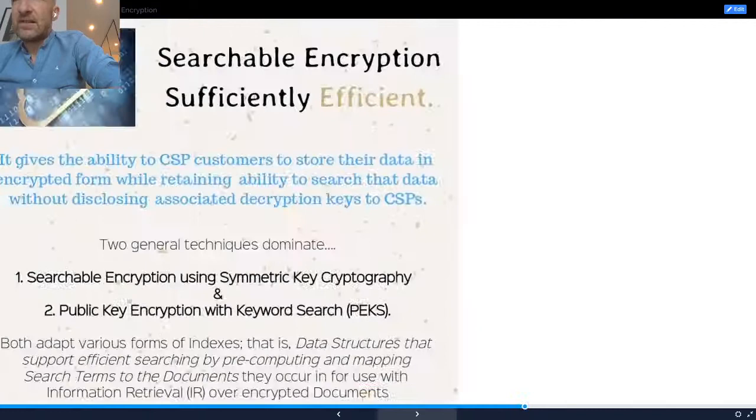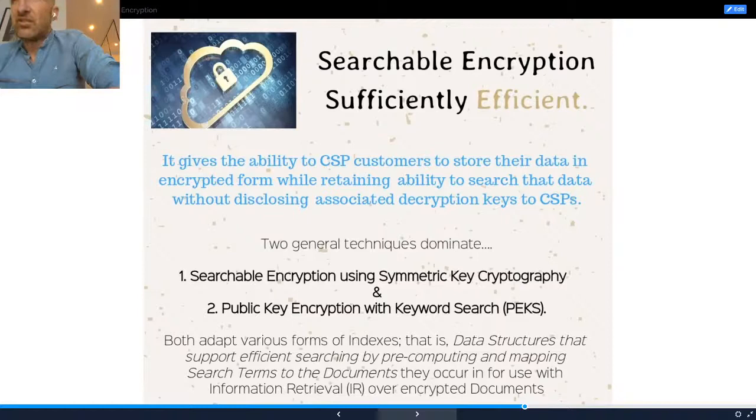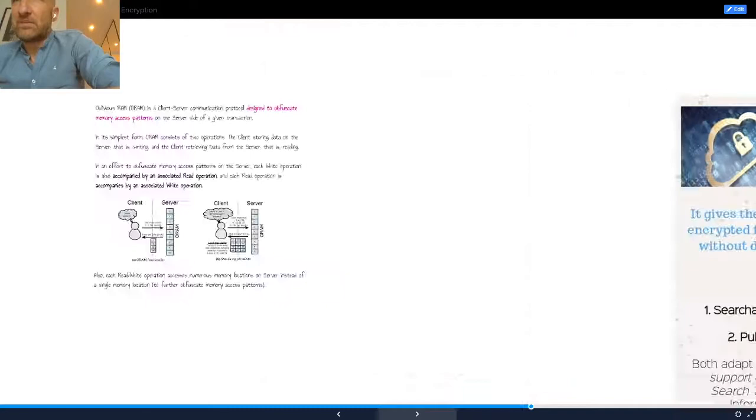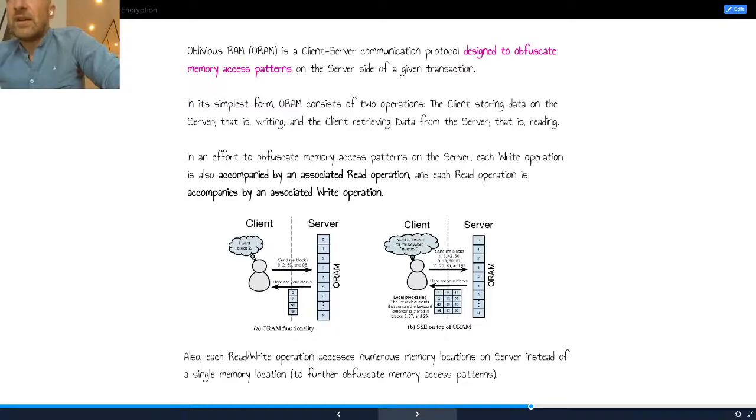So you can have two general techniques: searchable encryption using symmetric key cryptography, or public key encryption with keyword search. Both of these use indexes. These are data structures that support efficient searching by pre-computing and mapping search terms to the documents they occur in. So it's a form of information retrieval. Oblivious RAM is one of the techniques that we particularly use. Oblivious RAM is where every time you do a read operation on memory, you also perform a write operation on memory. So it does the two.